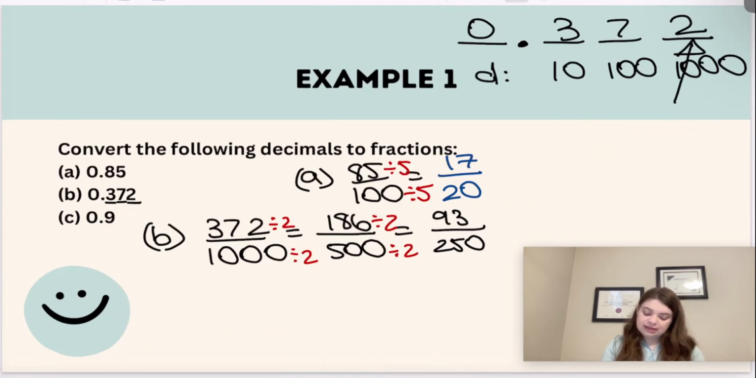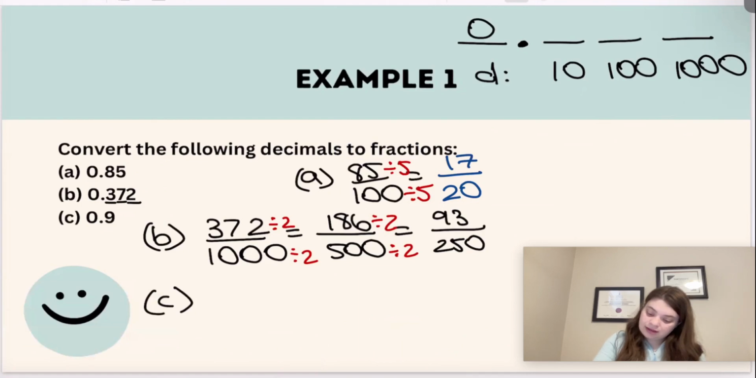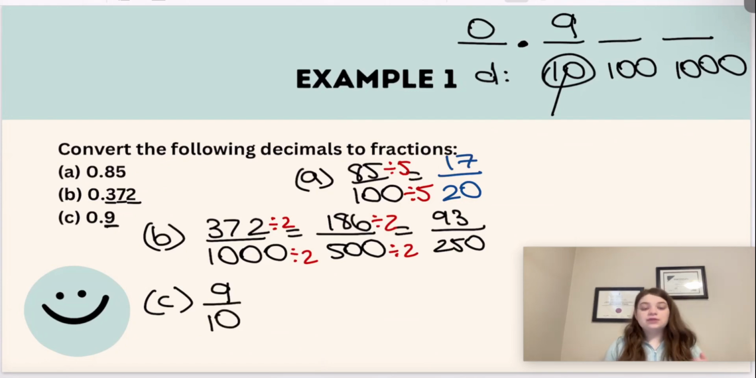All right, next, let's do C. C is 0.9. For this one, the final digit is in that first position right after the decimal. So our denominator is 10, and the answer is 9 over 10. Now 9 over 10 cannot be reduced, and so I'm just going to keep it at 9 over 10.